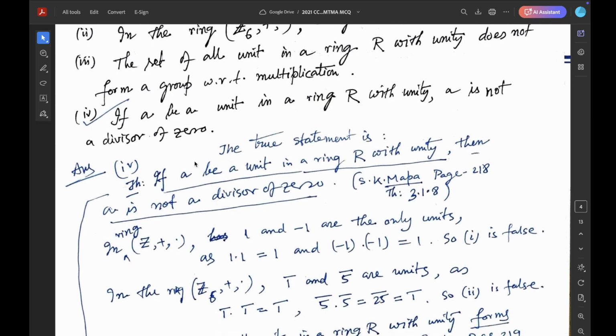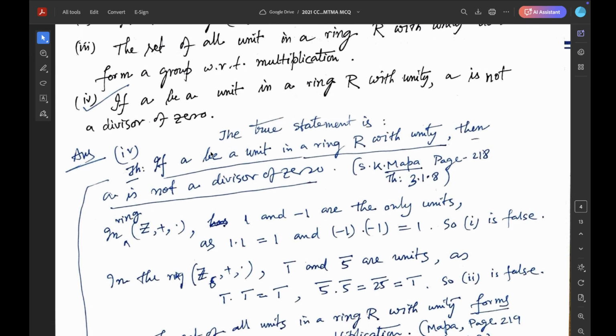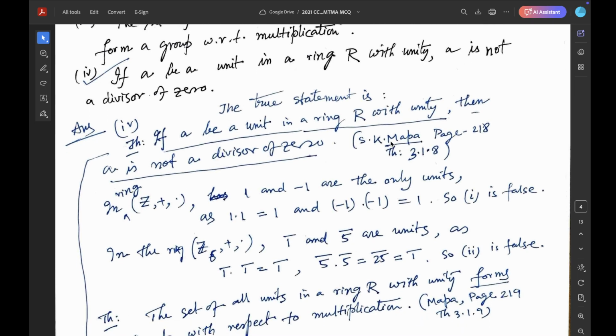The correct option is 4, because we have this theorem: if A is a unit in a ring R with unity, meaning a multiplicative identity, then A is not a divisor of 0. You can see the book, page 218, theorem 3.1.8. So A is a non-zero unit, having a multiplicative inverse in a ring R with unity.